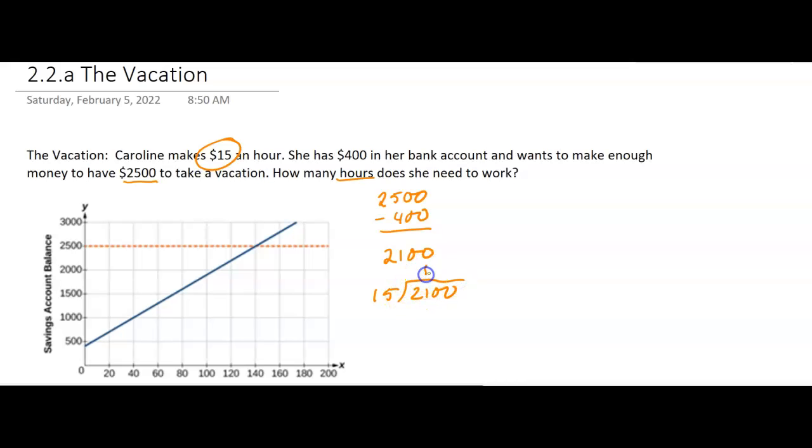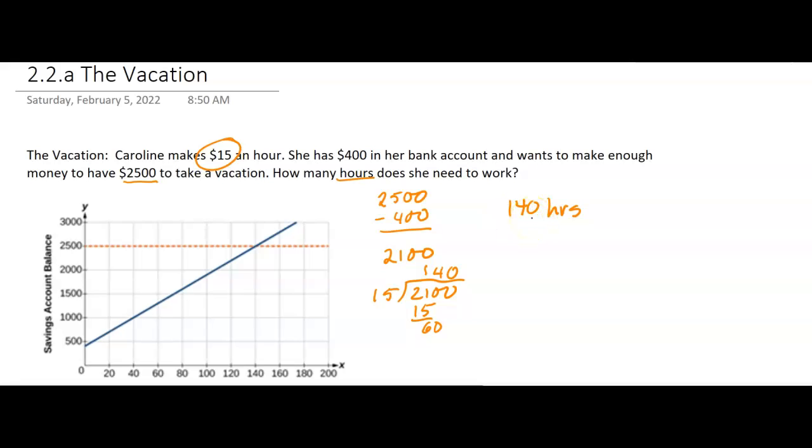Well, 15 goes into 21 once. 15 goes into 64. Okay, so I'll say 140 hours is what she needs to work to make enough money. Now, this is just kind of a logical approach, going through it. You're thinking about the money and how much she makes, and you might be able to do something like that.